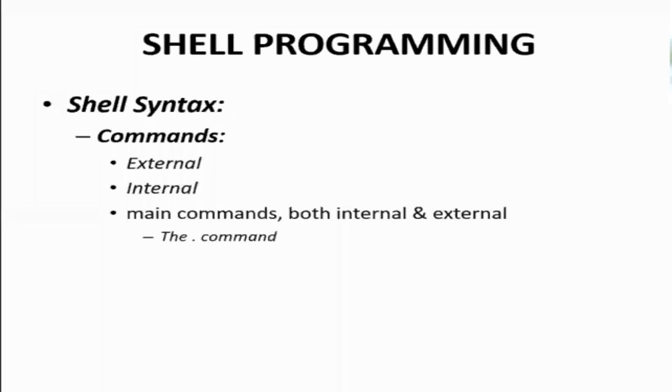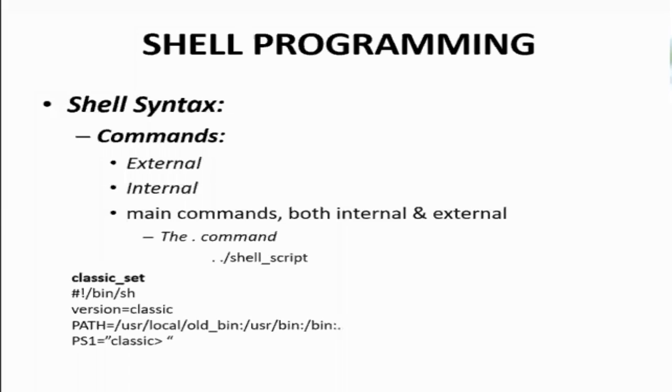The dot command executes the command in the current shell. Example: dot space dot slash shell script. Earlier we have executed dot slash a dot out. Dot slash a dot out represents that the file a.out is available in the current directory, that is dot.